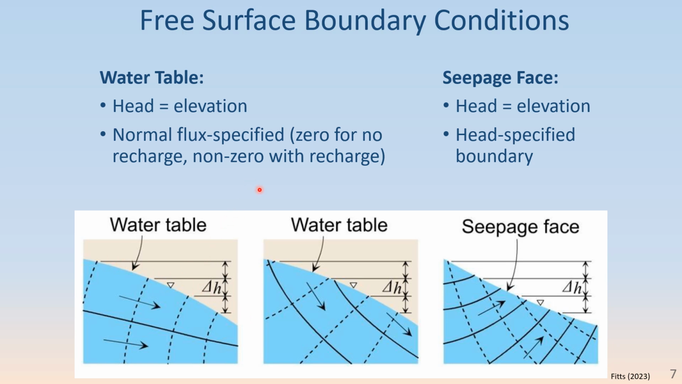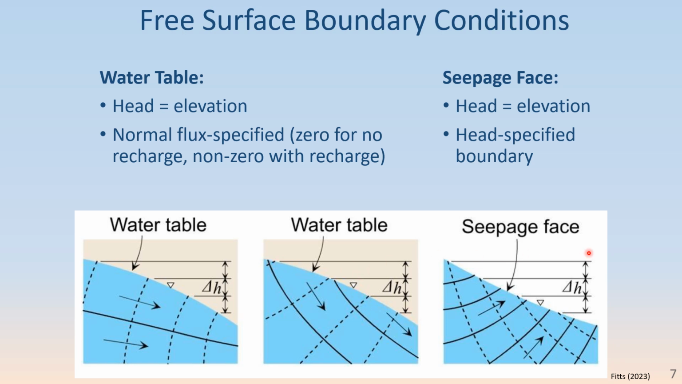to get it right. So the left-hand picture here shows a water table that is impermeable, no recharge coming in the top. It's also a streamline. The one in the middle here is a water table boundary. Again, the heads are equal to elevation in both cases, but in this case, the water table is a source of water because there's recharge. So you would have a finite specified normal flux along that boundary.